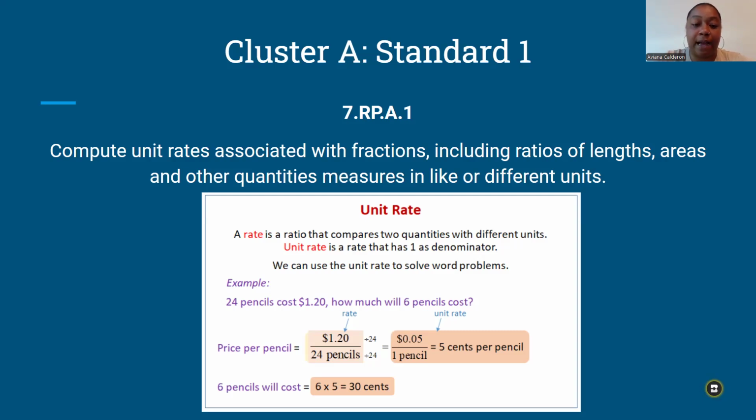So for example, if we have 24 pencils that cost $1.20, how much will 6 pencils cost? So the first thing we have to do is find that unit rate using division. A main focus with unit rate is knowing that to go from a rate to a unit rate, we must divide to get that single unit. And the question asks, how much will 6 pencils cost? And then we would take that unit rate and multiply it by 6 for this scenario. And in other scenarios, we would multiply it by whatever number the question is asking us to multiply it by.